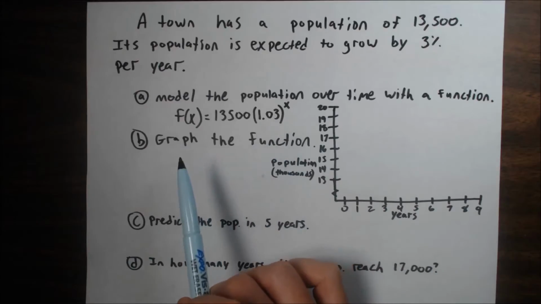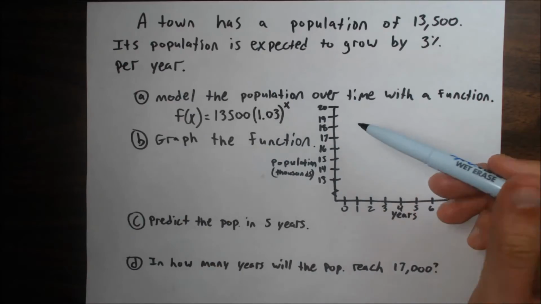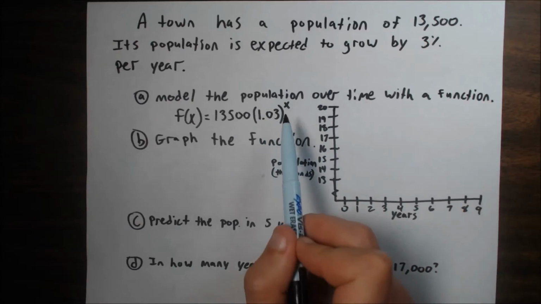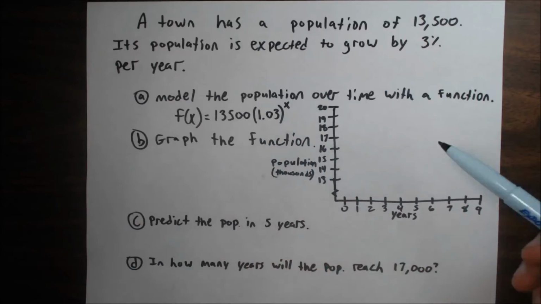So once we have this, we can actually make a table and use that table to plot some points and see what this graph looks like. You could plug in the years 0, 1, 2, 3, and so on, and make the points by hand, but I'm just going to go ahead and use the table in my calculator to do it.